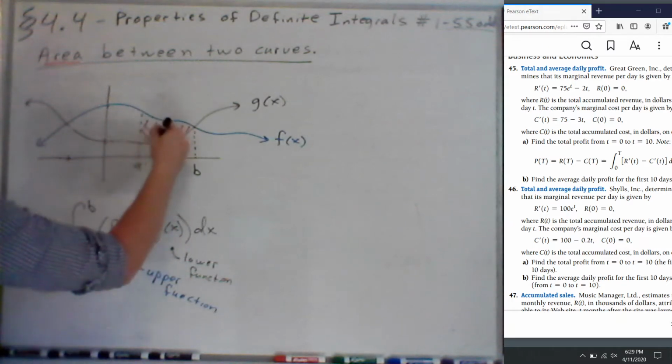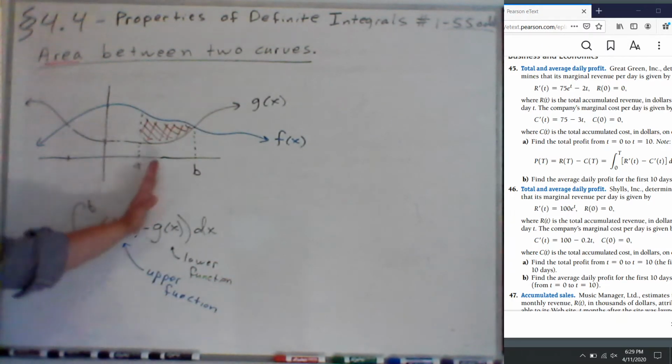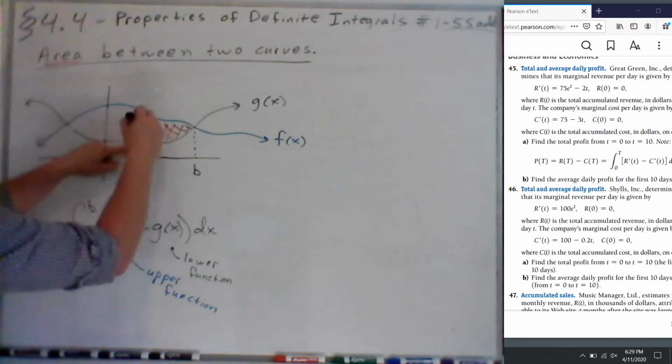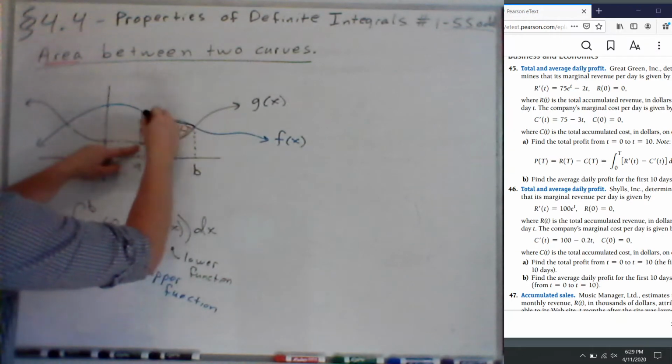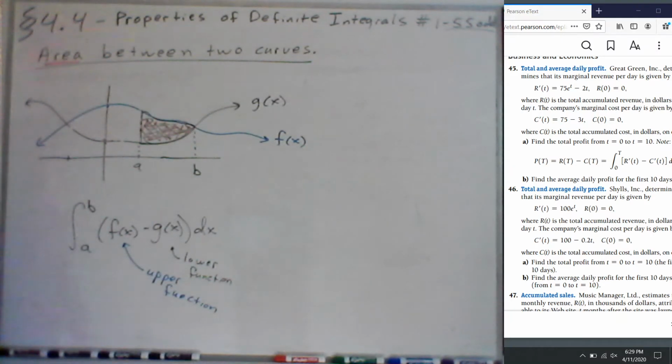Maybe we're just finding the area from here to here. It still works. I still go from this value to this value because this is still my upper function. This is still my lower function. It'll still give me just the area enclosed in this weird little space right here. So that works as well. If we're not concerned about the other stuff, then we just don't worry about it. We go from a to b, from here to here.